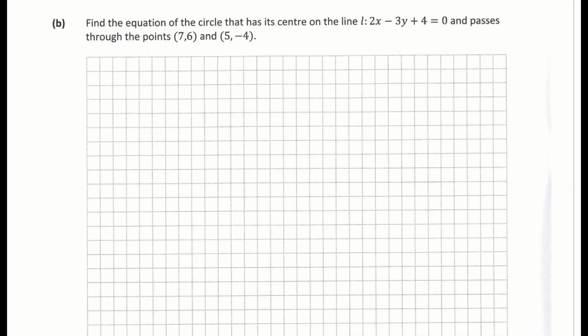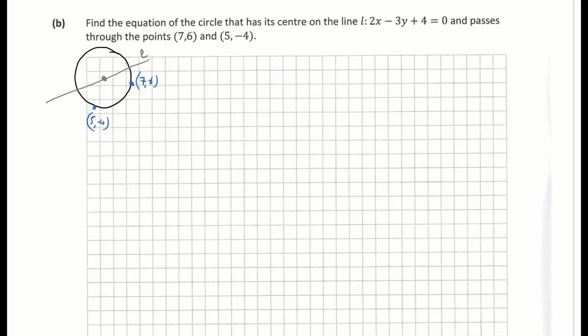So what I mean by that is I'll do a sketch here so we can see the approach I'm going to take to this question. But like I said, there are different ways of doing it. So what we have here is the line L and it sits on the center of this circle. And what I also have now is 2 points, 7, 6, and 5, minus 4.